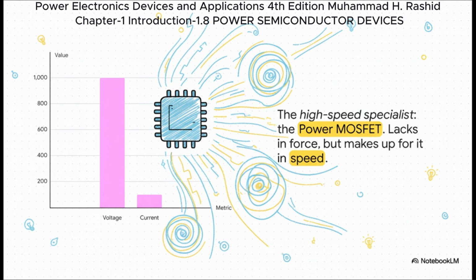Meet the power MOSFET. Its ratings are, well, much more modest. 1,000 volts, 100 amps. It's no slouch, but it's not in the same league as the SCR. But its superpower isn't strength, it's speed. This little guy can switch on and off millions of times a second. That's a speed the big SCR can't even comprehend.